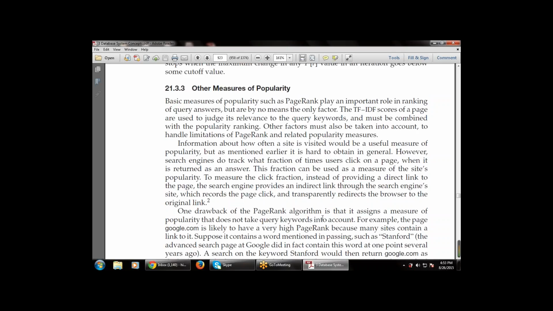One of the drawbacks of the PageRank algorithm is that it assigns a measure of popularity that does not take the query keyword into account. For example, the page google.com is likely to have a high PageRank because many sites contain a link to it, even if it mentions a word such as Stanford only in passing, for instance on an advanced search page.